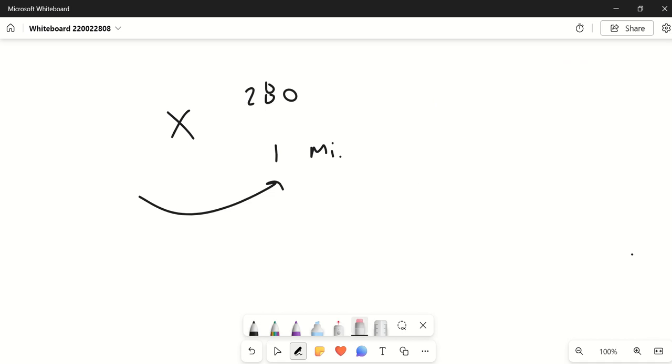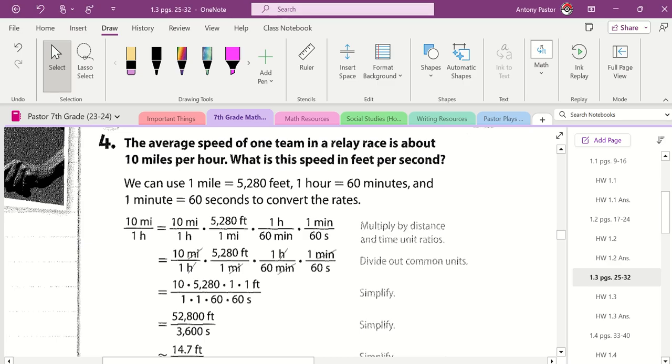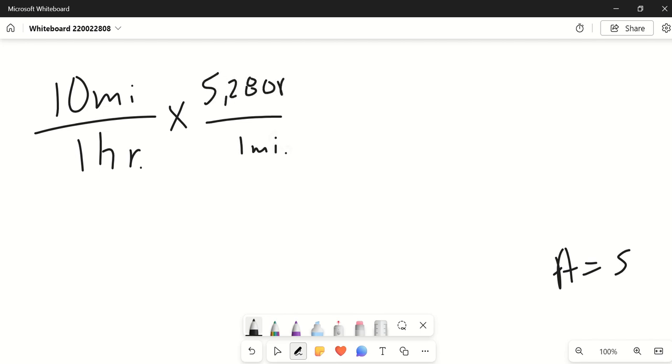So the question again is, a relay team can run 10 miles per hour. That is their average. 10 miles in 1 hour. Our goal is to find out how fast they can run in feet per second. So we want to find out how many feet for each second. Now, I can't convert 10 miles per hour straight across. I need to first convert that miles into feet. So I'm going to multiply it by 1 mile, which equals 5,280 feet, if I'm not mistaken.